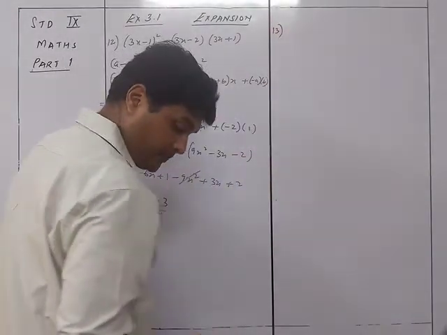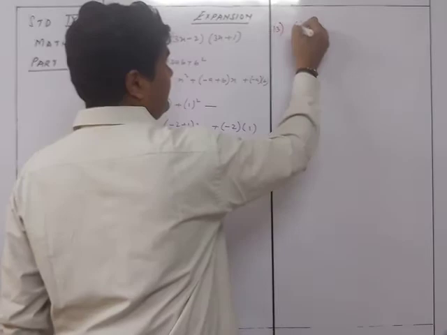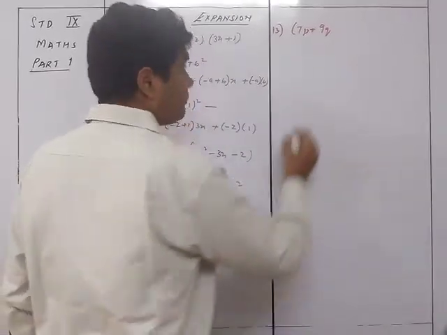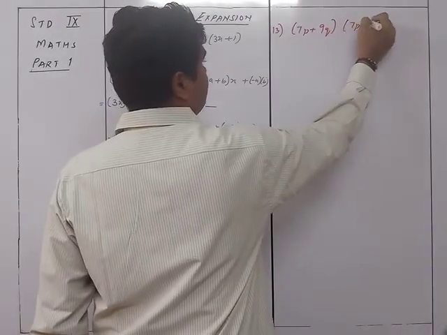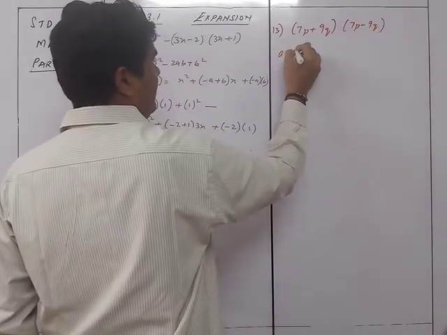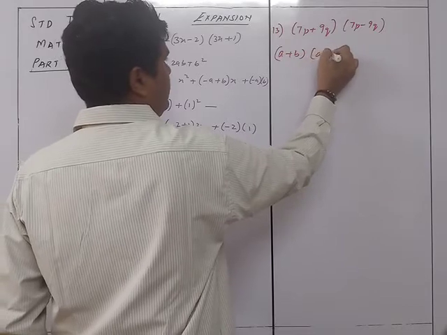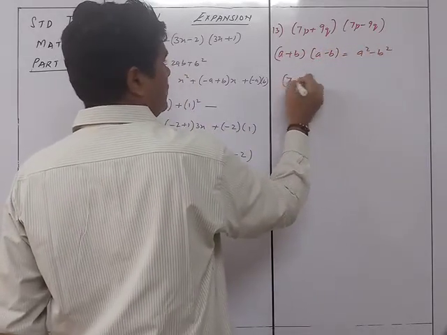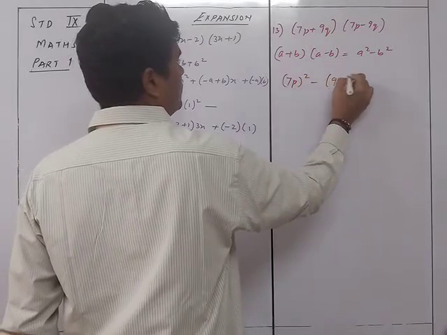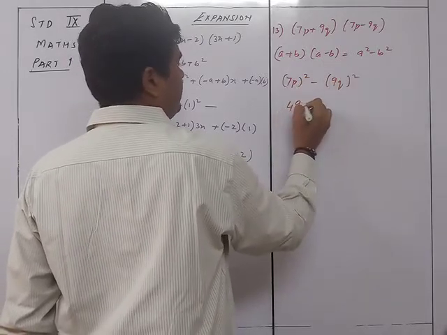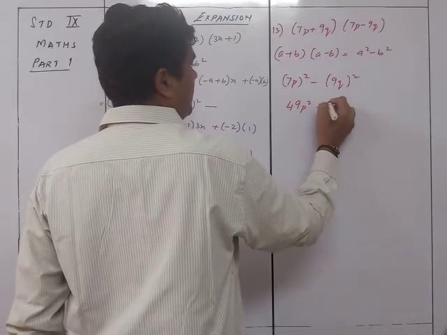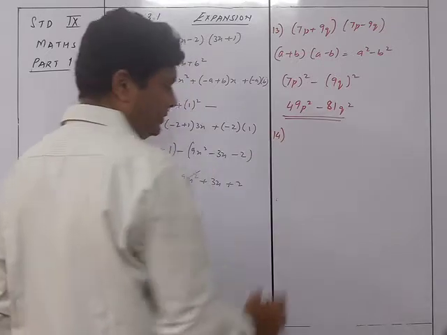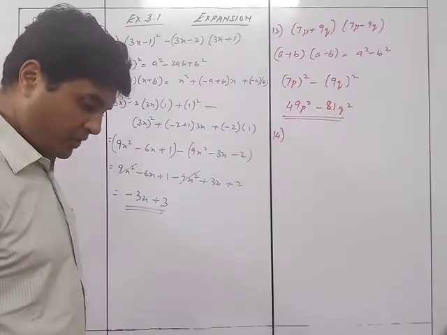Sum number 13, that is (7p plus 9q) into (7p minus 9q). This is the format of (a plus b) into (a minus b) is equal to a square minus b square. So there is nothing but (7p) the whole square minus (9q) the whole square. That will be 49p square minus 81q square. So that's the answer for sum number 13. We move on to sum number 14.